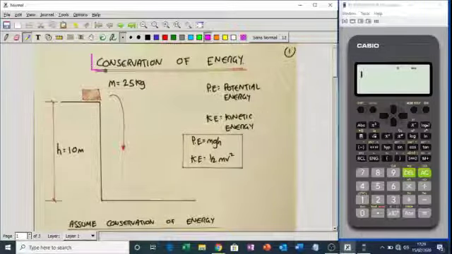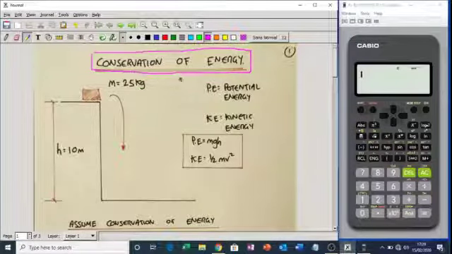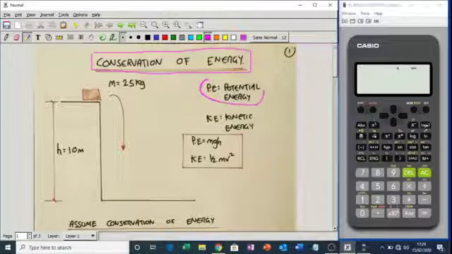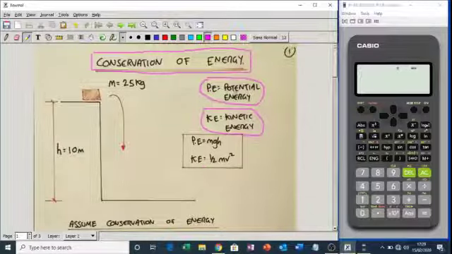Conservation of energy states that energy is conserved. You can't destroy energy and you can't create energy. So with us, we're saying that potential energy and kinetic energy, PE is mgh and kinetic energy is half mv squared. Potential energy is energy due to height.